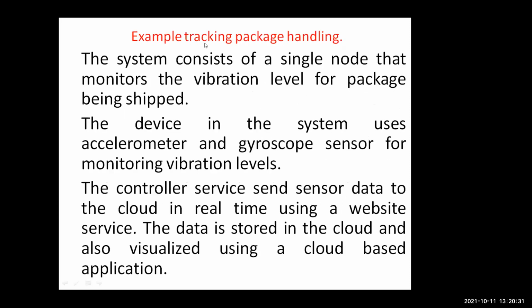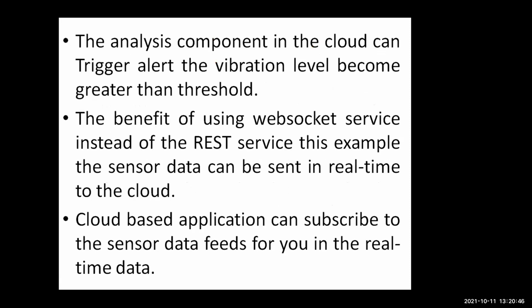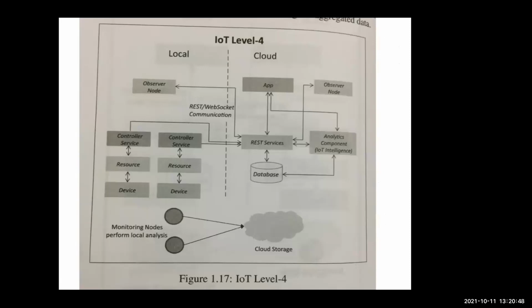An example for level 3 is package tracking and handling. We have to track the goods, and that tracking system is an example for level 3. Now level 4. In level 4, there are multiple monitoring nodes. In the previous three levels, there was only a single node.